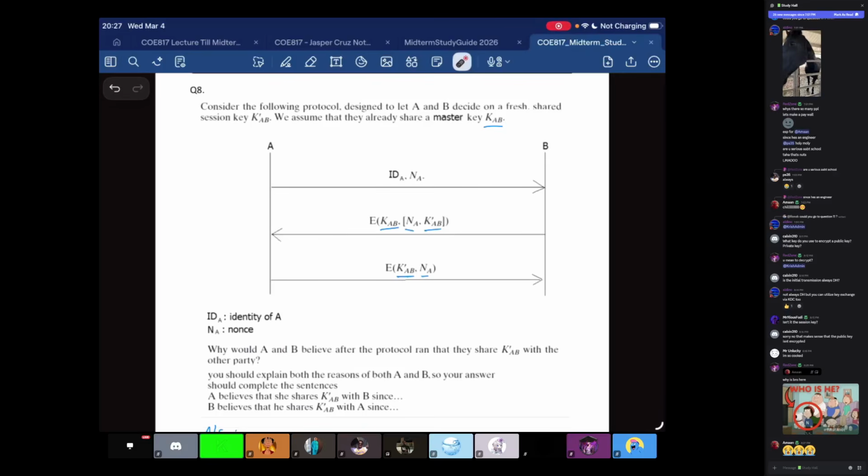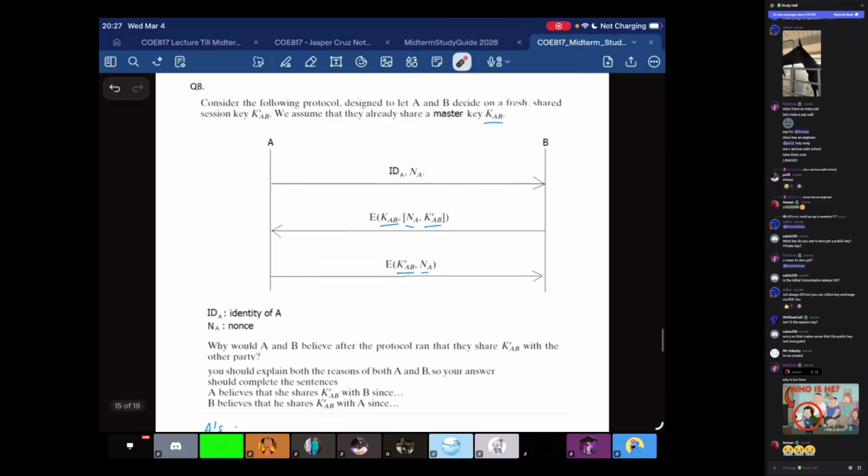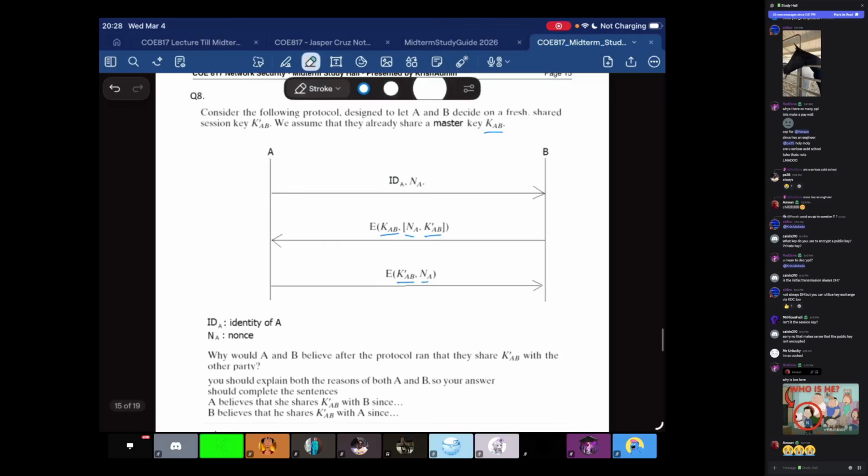And the one key statement from the solution I'm reading now is that since both of them have KAB, they're the only ones that can decrypt and validate the session key. Therefore, there is no other flaw that can be happening, or there's no miscommunication that occurs here.